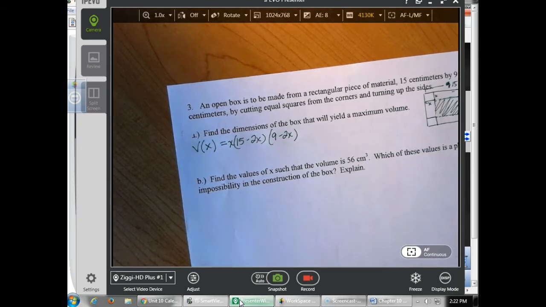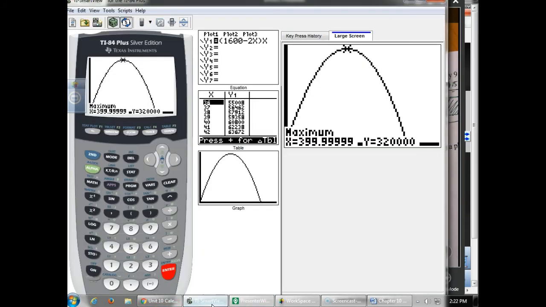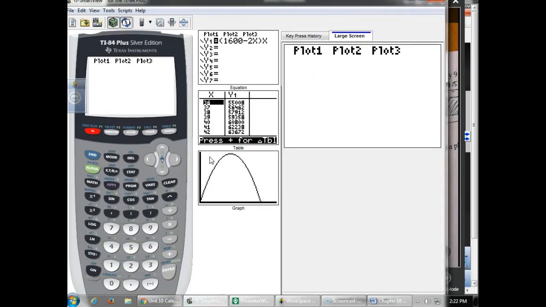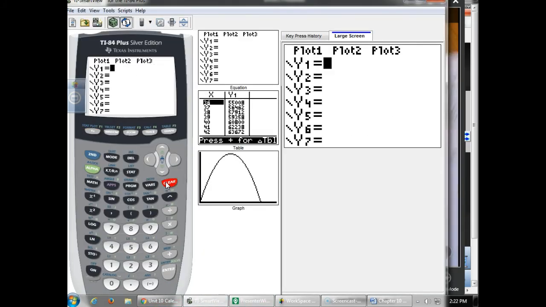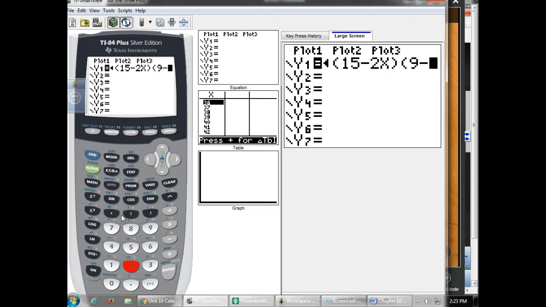So what we're going to do is put this in our graphing calculator, and find the maximum location for this. So go ahead and enter the function in your graphing calculator. Now you notice we haven't set it equal to any specific volume. We're trying to maximize the volume, so we're going to do that by finding the maximum location. 15 minus 2x, and then 9 minus 2x as well.